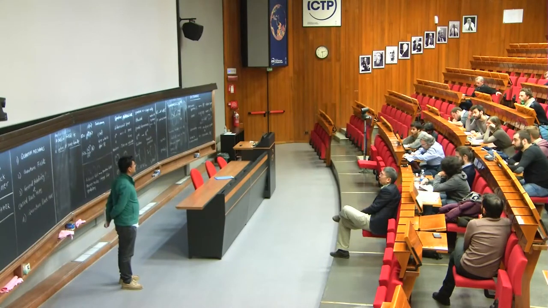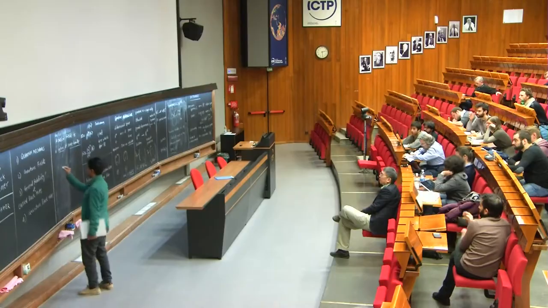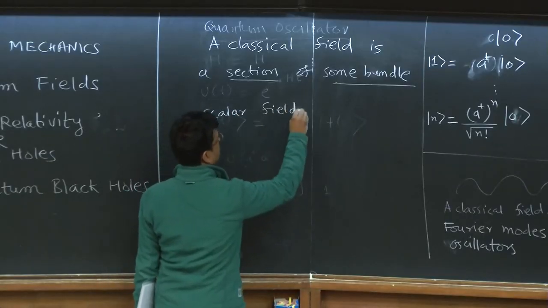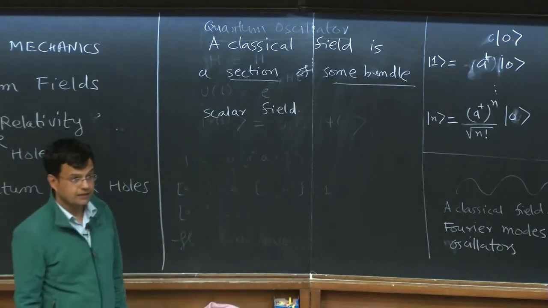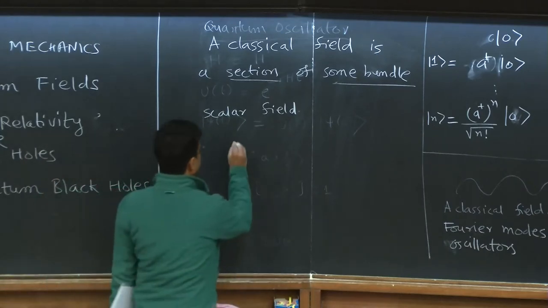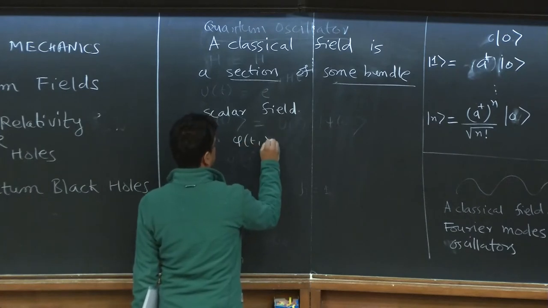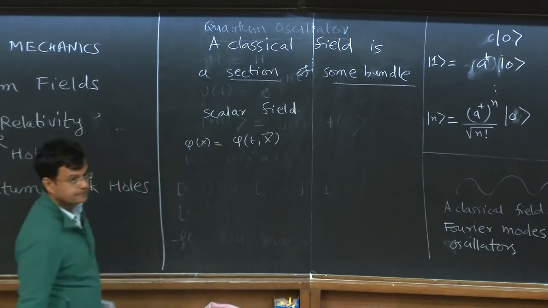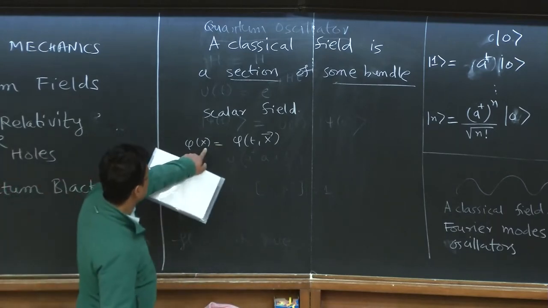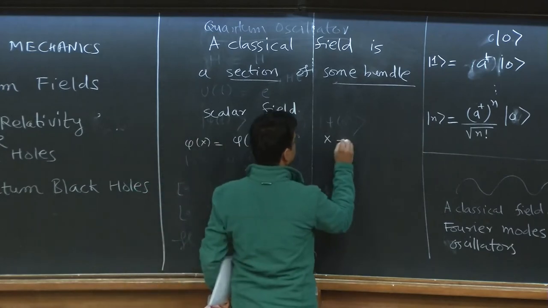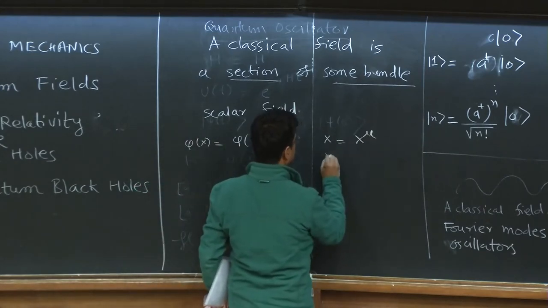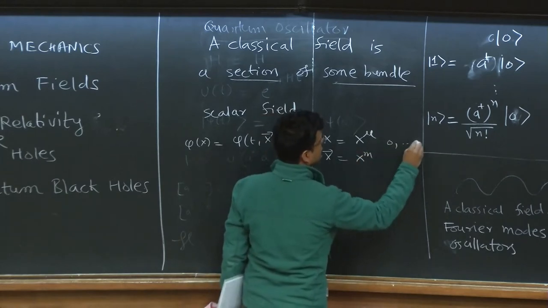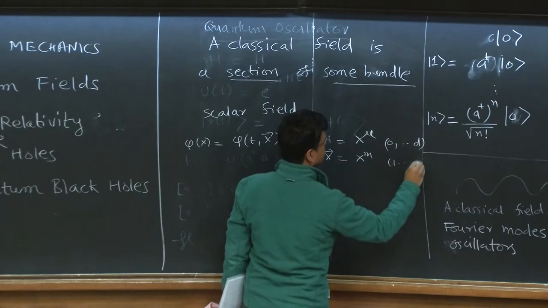Is this clear? Let me take the simplest example, a scalar field. That's just a function, phi of x. I will use x to denote all these coordinates. So x will really mean x mu. And when I put a vector on top of that, it really means x i. This one is going from 0 to d, and this one is going from 1 to d.